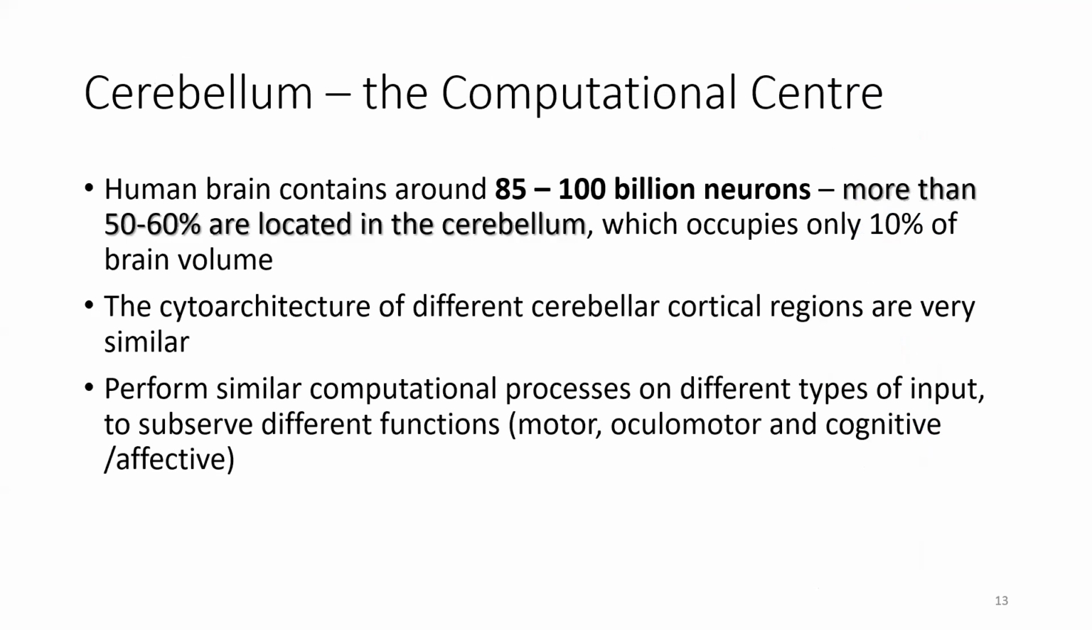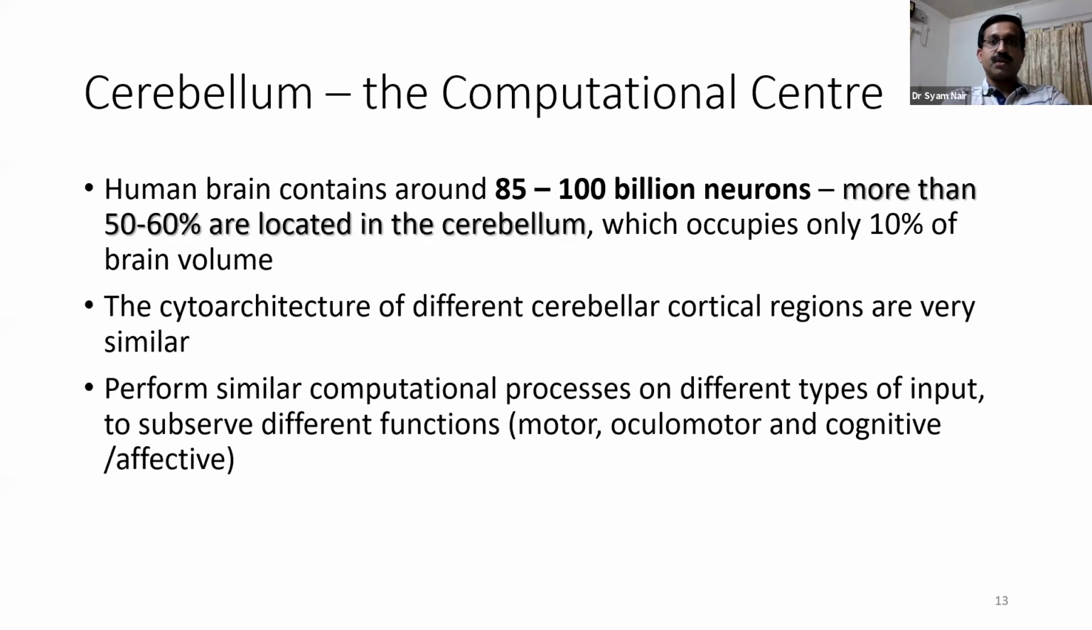Yeah. So cerebellum is the computational center, and the importance of cerebellum as a computational center is evident from the fact that the human brain contains around 85 to 100 billion neurons, and more than 50 to 60%, that is more than half of the neurons in the brain, are located in the cerebellum, which occupies only 10% of the brain volume. So it is rich in neurons, rich in connections, because it does a lot of computational work.